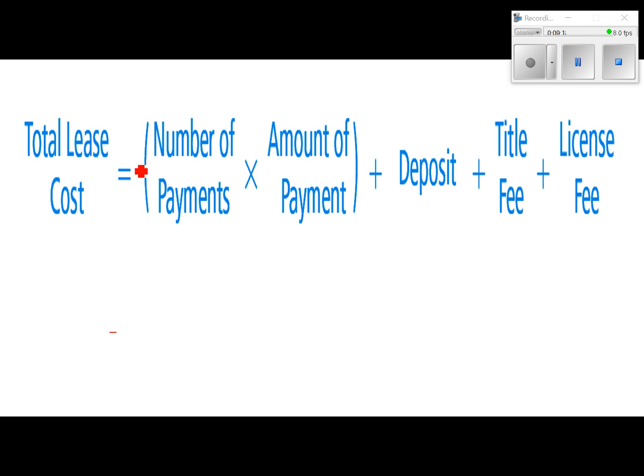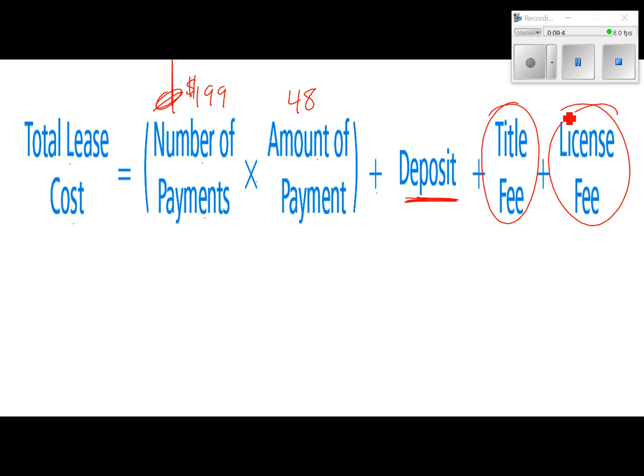When we were leasing a car, total lease cost is the number of payments times the amount of payment. So if your payment was $199 and you were leasing it for 4 years, so 48 months, you'd multiply those two together, plus how much you had to put down on your deposit, plus a title fee, plus a license fee if they tell you that, and that's going to give you your total lease cost.